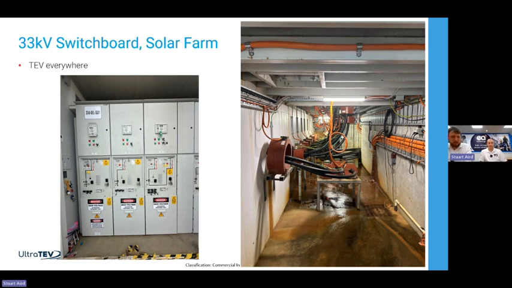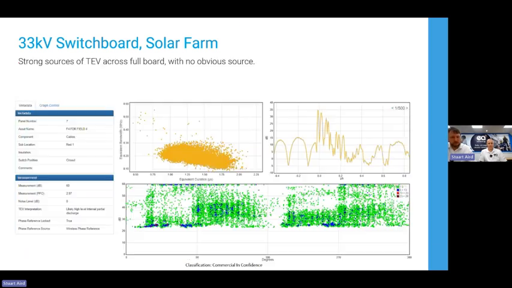We do see a lot of PD activity on solar farms, and this particular instance was no different. There were high levels of PD measured with TEV right across the board. Now, I'll say for that particular set of readings, it's not 100% obvious.